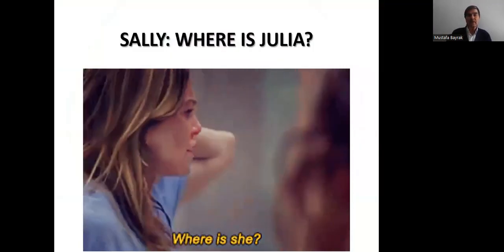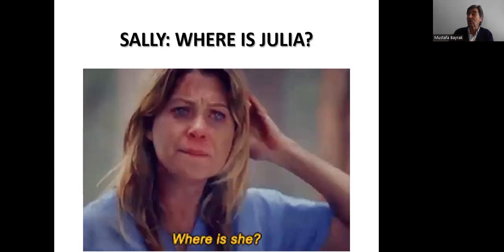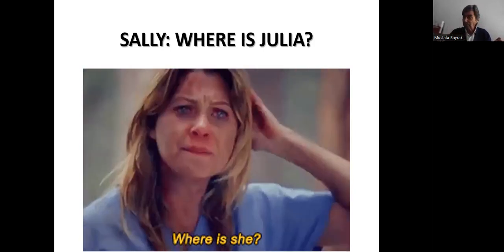Okay. Let's see other people, other speakers or characters. Sally, for example. Sally says, "Where is Julia?" Where is Julia is a normal speech. It is neither direct nor indirect. A person asks a question. Where is Julia? Where is your father? Where can you go? Where will you go? Where did you go? What have you done? Where have you been? Where is Julia? Where is she?